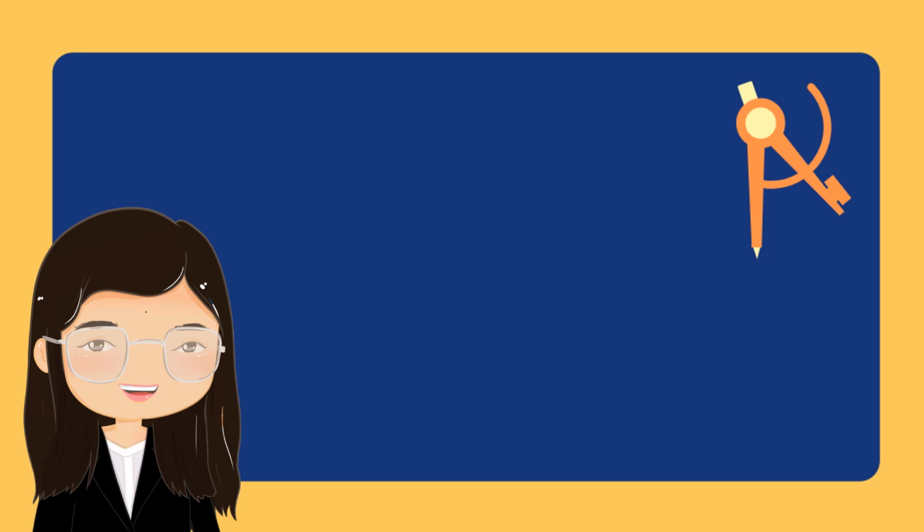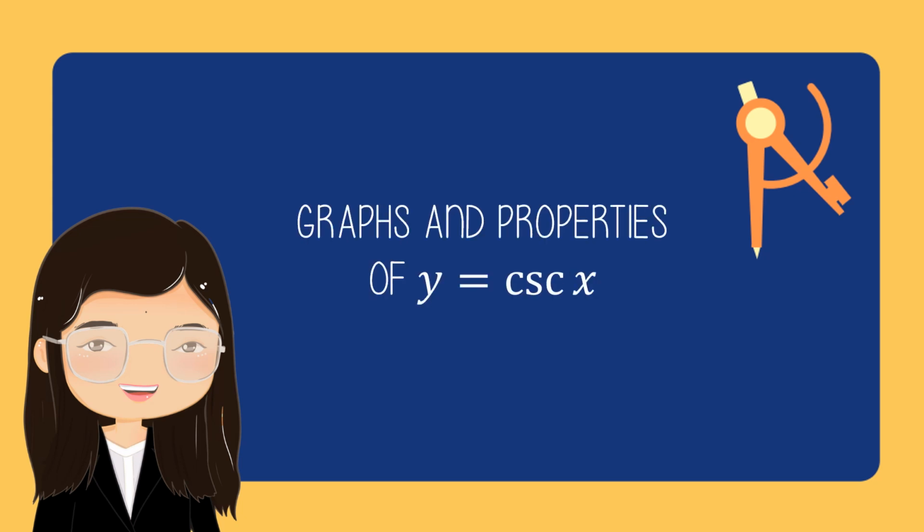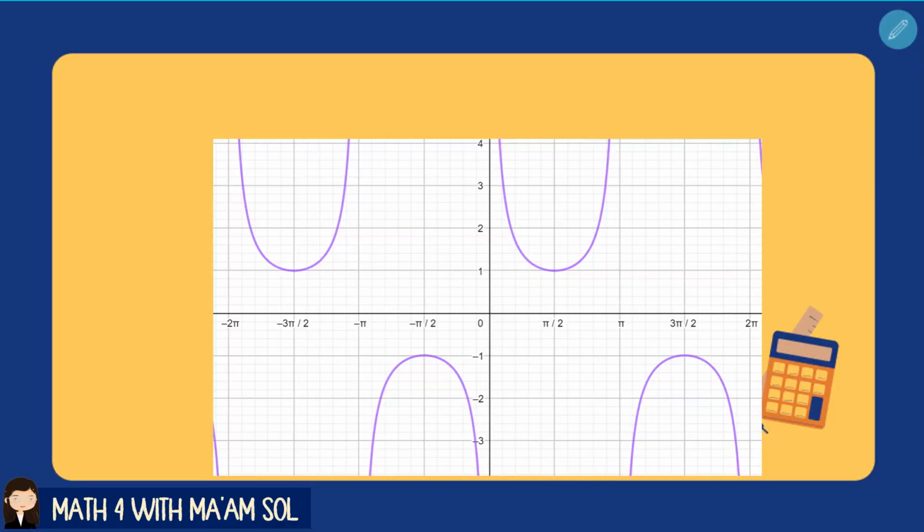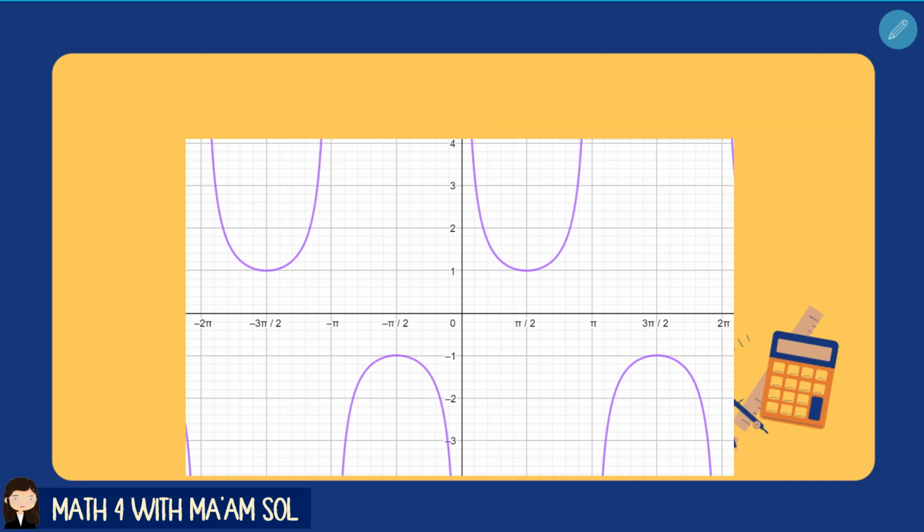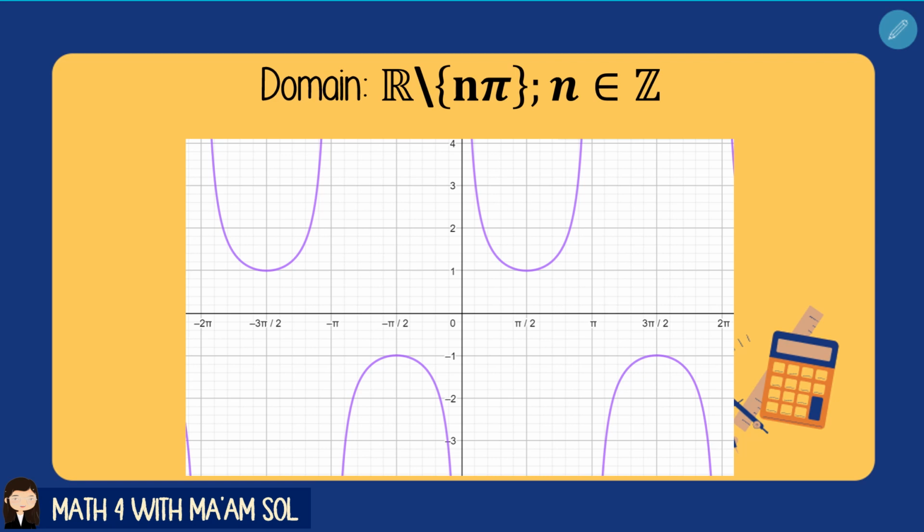Fourth, let us go to the reciprocal of the sine function, the cosecant function. Like the first three functions, we plot the graph of the cosecant function and examine its properties. We do the same procedure to determine the domain of the cosecant function. As we see, it is defined for all real numbers except those that are multiples of pi. Thus, we exclude 0, pi, 2 pi, 3 pi, and so on, as well as their negative counterparts from the domain of the cosecant function.